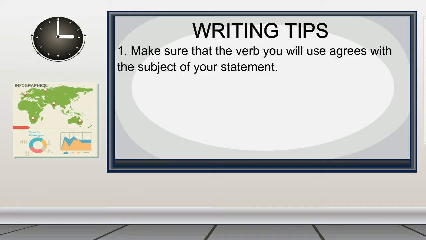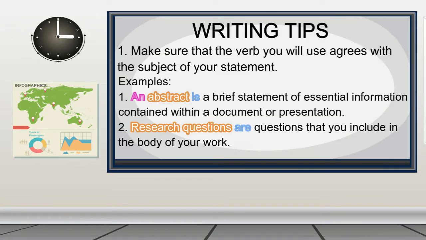When writing your definitions, make sure that the verb you will use agrees with the subject of your statement. Remember, a singular subject should take a singular verb. A plural subject should take a plural verb. Here are the examples. An abstract is a brief statement of essential information contained within a document or presentation. Research questions are questions that you include in the body of your work.